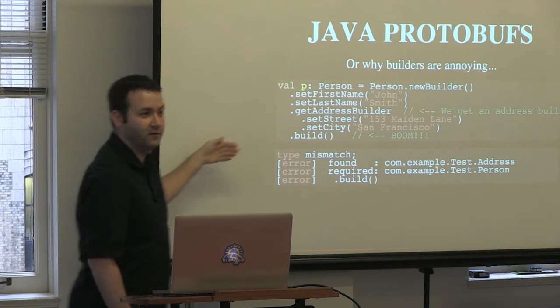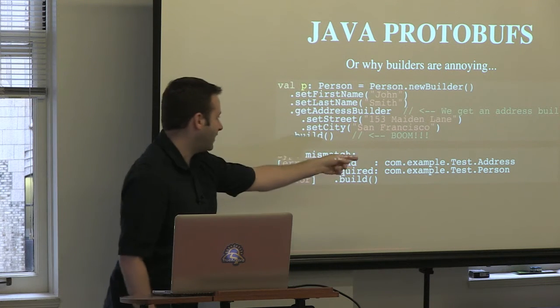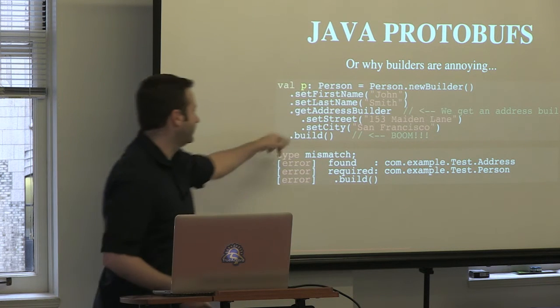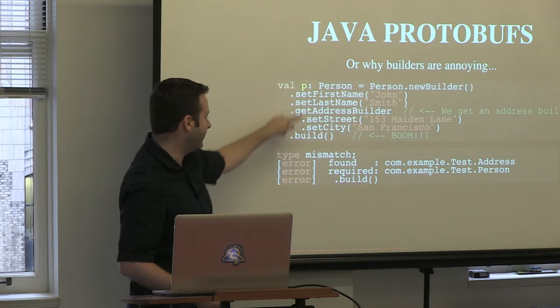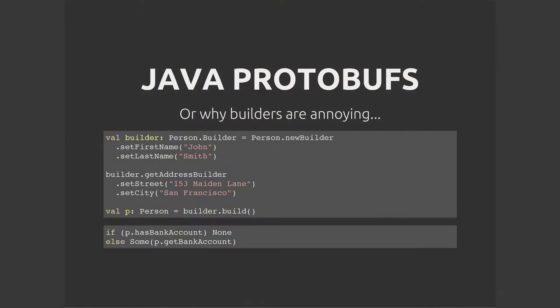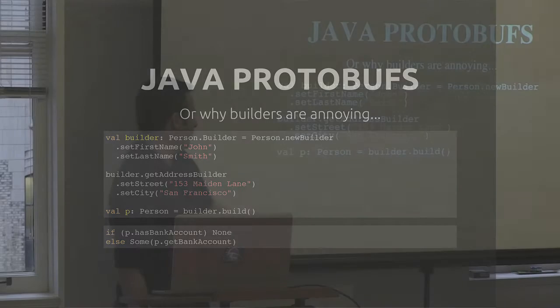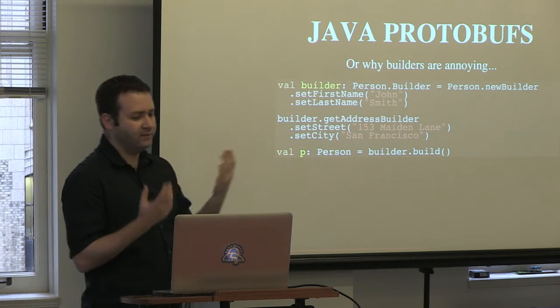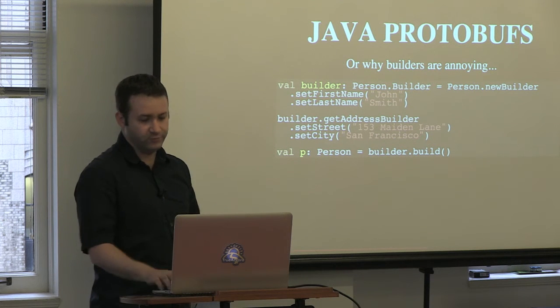It's not Python, right? So what I get is a compilation error, and it says you have an address because you built an address. You called build on an address builder. You wanted to get a person. So the right way to do it is this. You basically set a person builder. You have to put the builder aside. Then you get an address builder. You populate it. Then you call build on the other one. It adds intermediate variables. It's not as nice as it could be.